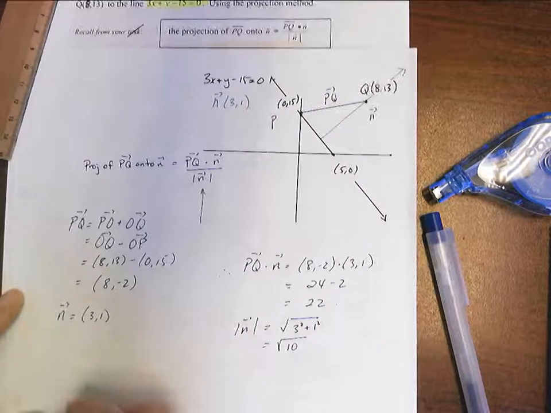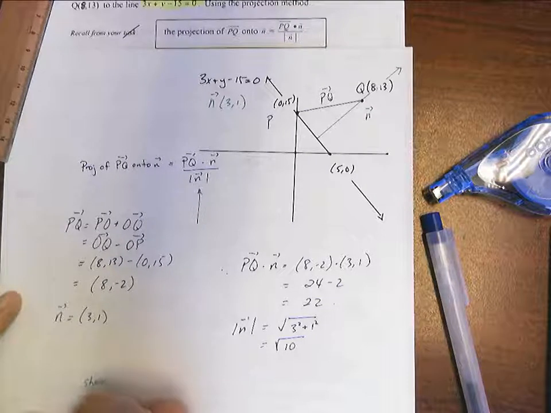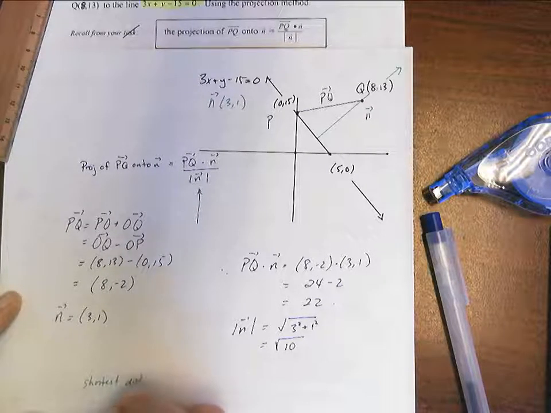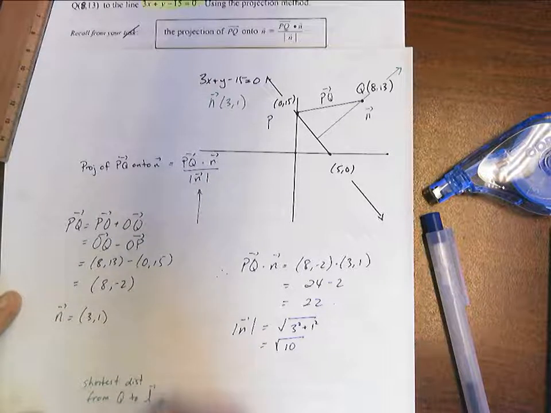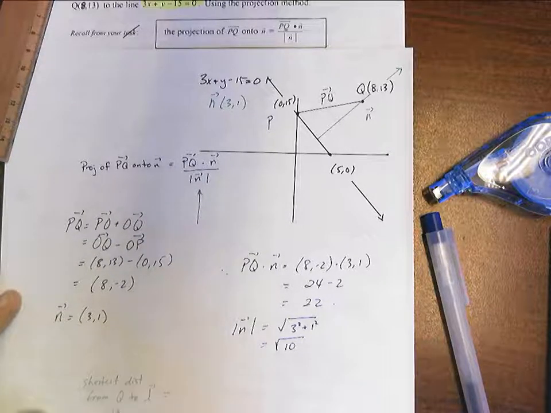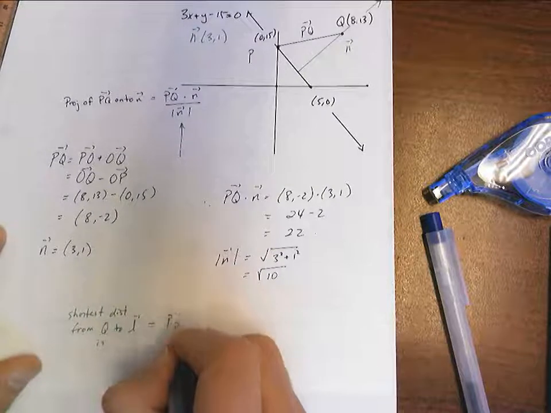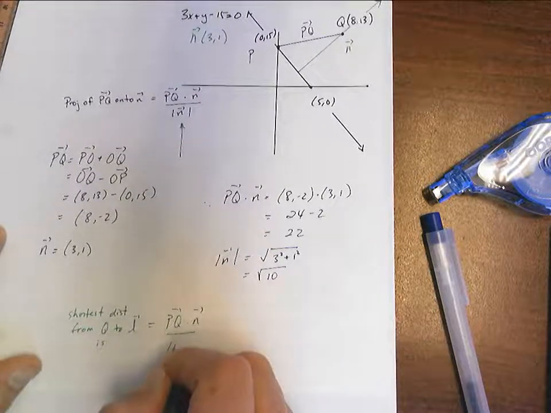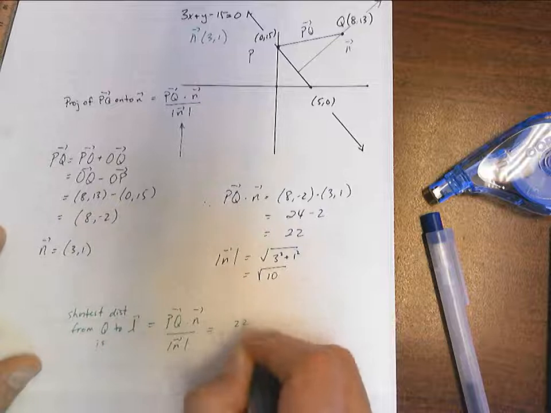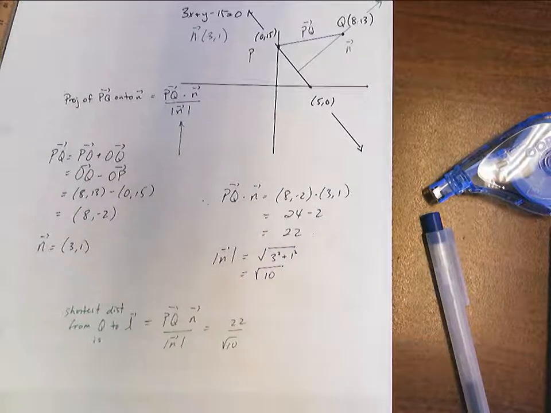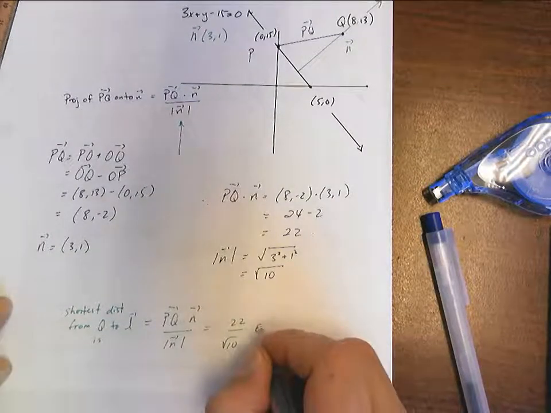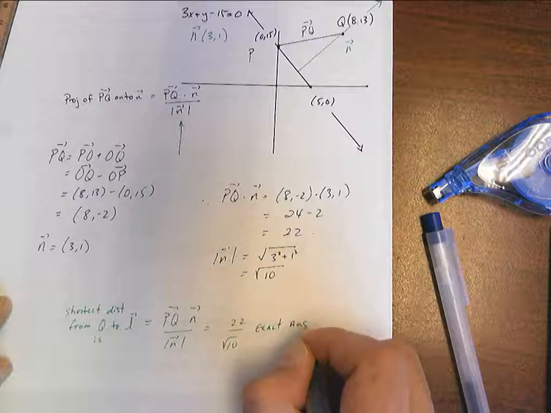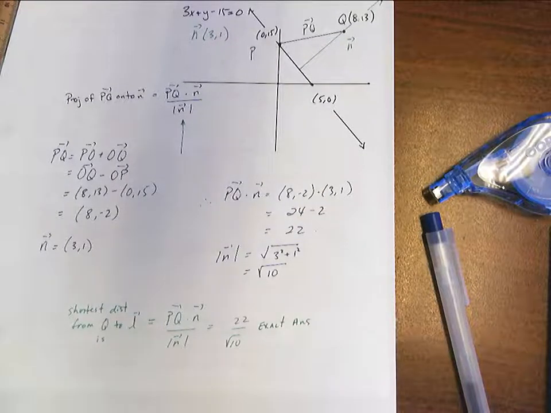So the projection, or the shortest distance from Q to L, is equal to PQ dot N over the magnitude of N. So it's going to be 22 over the square root of 10. You can use your calculator and figure that out, or we could leave it like that. That's an exact answer. I'm perfectly happy with that answer. So that's how we would do this.